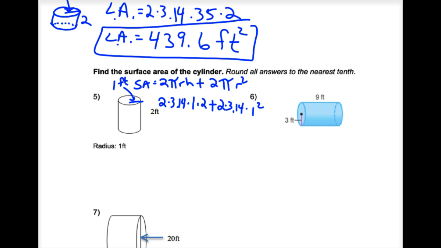Let me get the lateral area first. What was that one, Talia? 12.6. That's what I got. It was 12.6. Plus, what about the area of the 2 circles? Did you get those, Natalia? Antonio? 6.3. That's what I got. 6.3. And if you add those together, you get 18.9 feet squared.